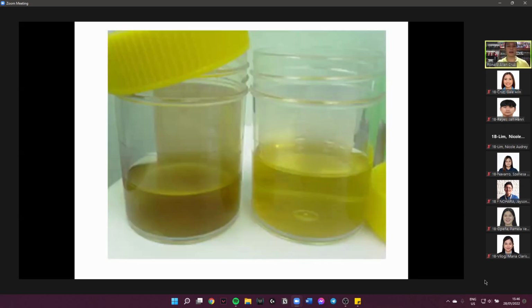For example, if you have this specimen, let's say specimen A and specimen B. Of course, specimen A, since it's darker and more cloudy, you could suppose that it contains more protein compared to specimen B. So you need to look for congruencies when you're doing your laboratory parameters.